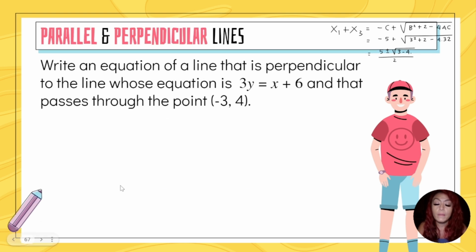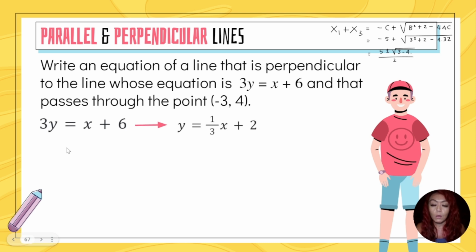Let's take a look at one that involves a perpendicular line. Write an equation of a line that is perpendicular to the line whose equation is 3y equals x plus 6, and that passes through the point (-3, 4). So we're dealing with the same equation and the same point, but now we're looking for a line that's perpendicular. So here's our equation, just converting it to slope intercept form because we're going to need to look at the slope here.